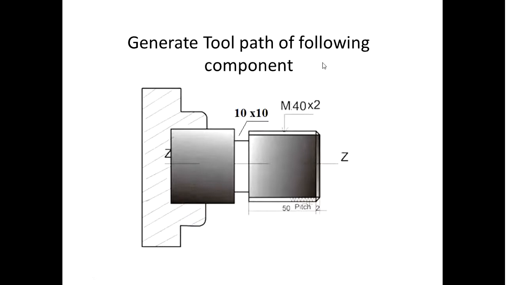In today's practical session, we are going to generate the toolpath for the given component using the Mastercam software. There are two types of programming: one is computer-aided programming and one is manual part programming. In manual part programming, the programmer needs to write the program on their own as per the given drawing. In computer-aided part programming, the computer software generates the part program for the given component as per the data provided by the user. So here we are going to generate the computer-aided part program using the Mastercam software.